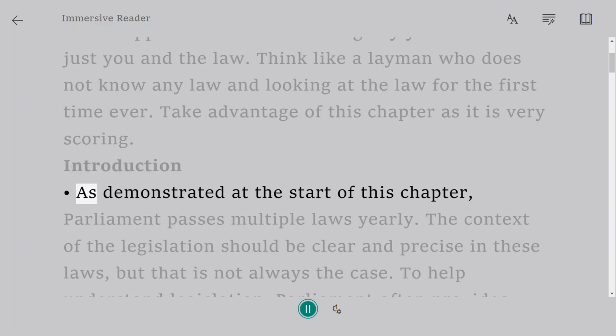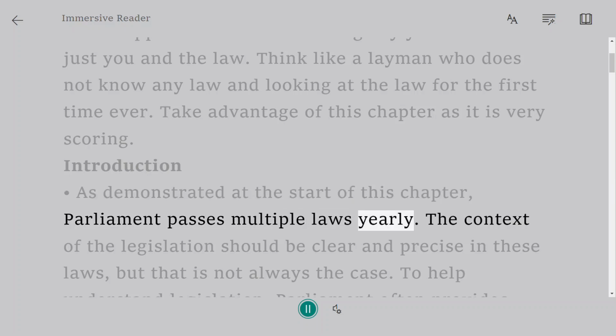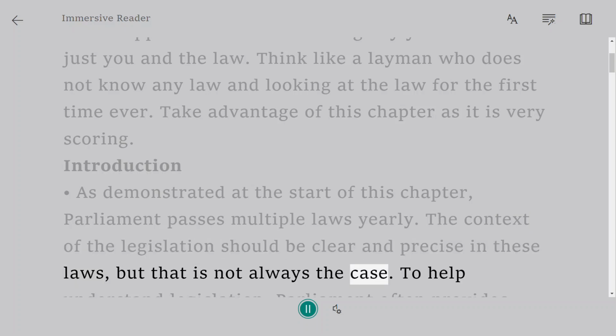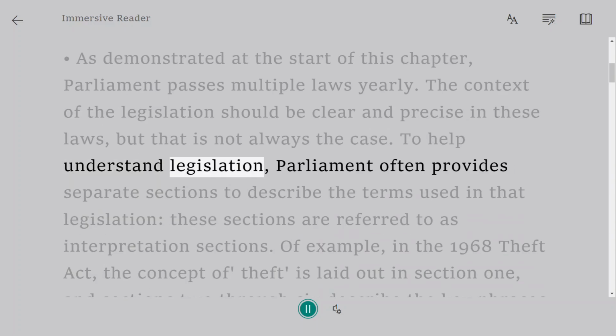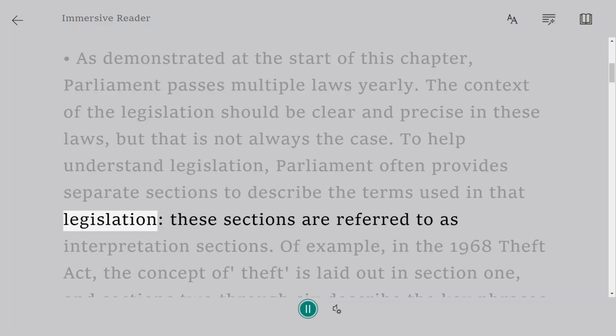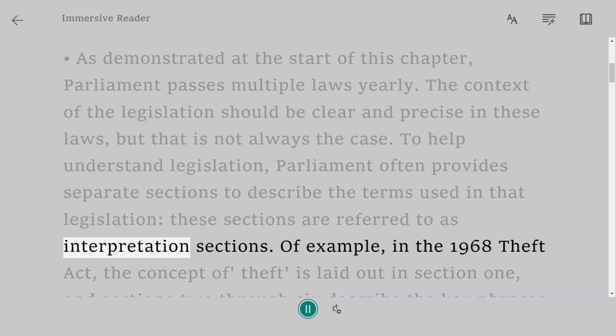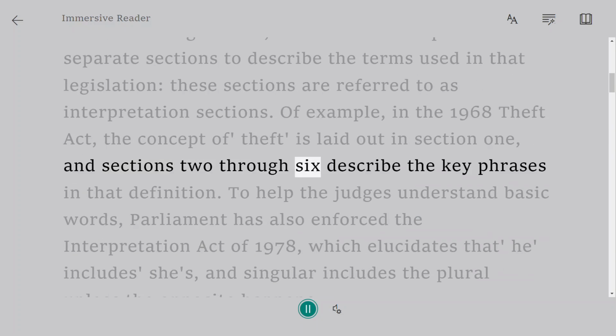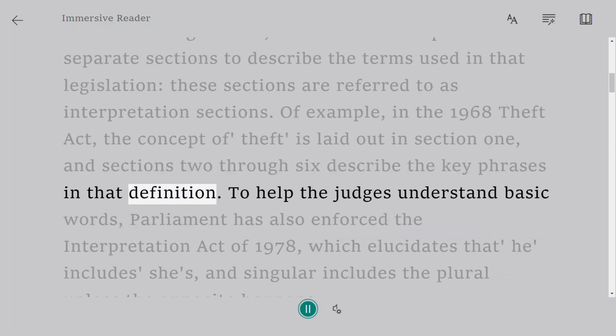Introduction. As demonstrated at the start of this chapter, Parliament passes multiple laws yearly. The context of the legislation should be clear and precise in these laws, but that is not always the case. To help understand legislation, Parliament often provides separate sections to describe the terms used in that legislation. These sections are referred to as interpretation sections. For example, in the 1968 Theft Act, the concept of theft is laid out in Section 1, and Sections 2 through 6 describe the key phrases in that definition.